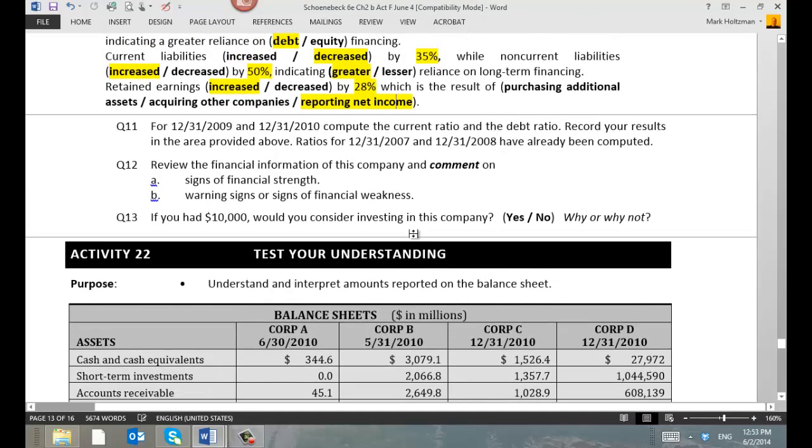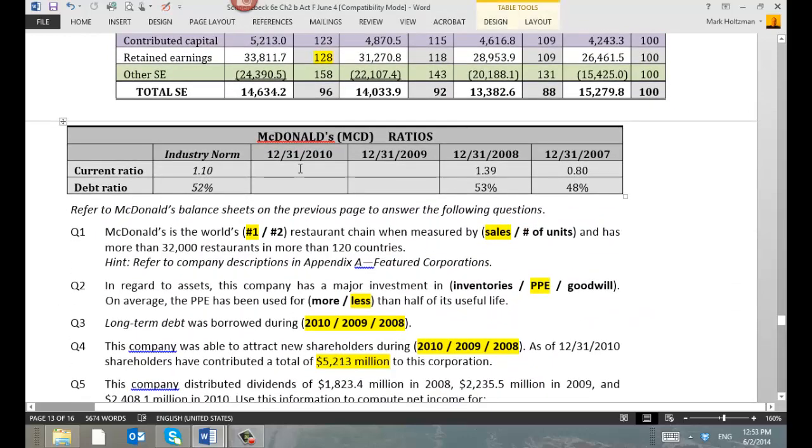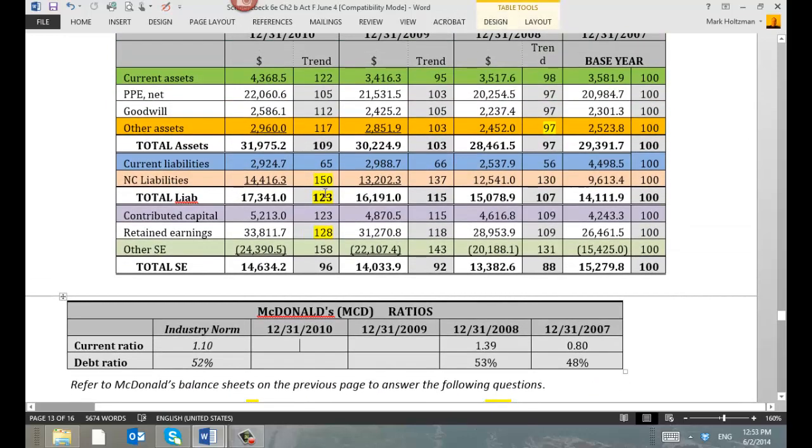For 2009 and 2010, compute the current ratio and the debt ratio. So here you have the format here. The current ratio is current assets divided by current liabilities, i.e. 4368.5 divided by 2924.7. So current ratio 4368.5 divided by 2924.7 gives you 1.49. And in 2009, 3416.3 divided by 2988.7 gives you 1.14.